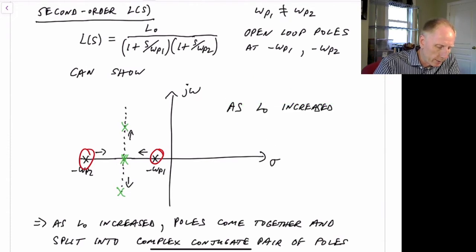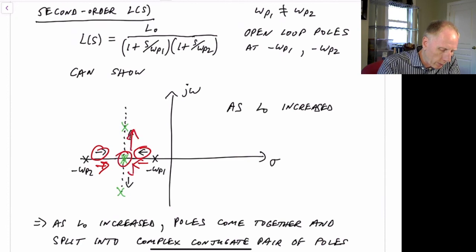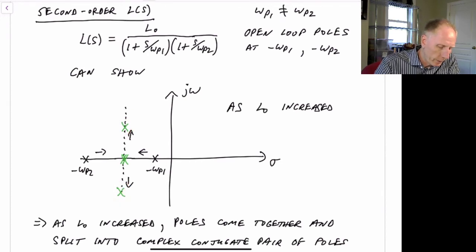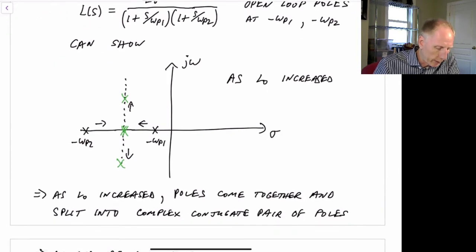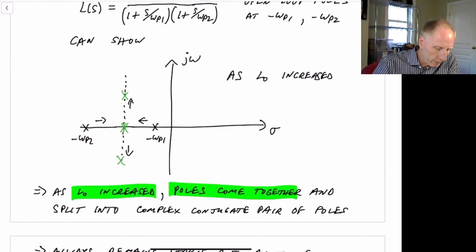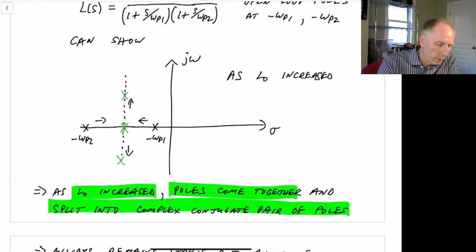But as we increase L naught, these poles move towards each other, they meet, and then they split and go up and down. As you increase L naught, they could end up somewhere over here in the complex part. So you could start off with two real axis poles, come together, split, and end up with complex conjugate poles. This is the S-plane that we're showing here. So what we see is that as L naught is increased, the poles come together and split into complex conjugate poles.